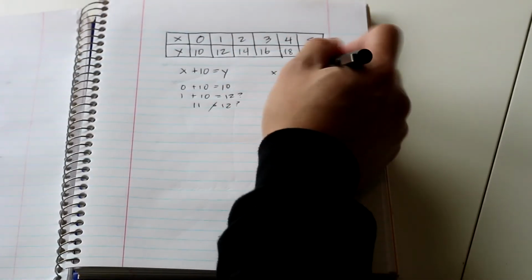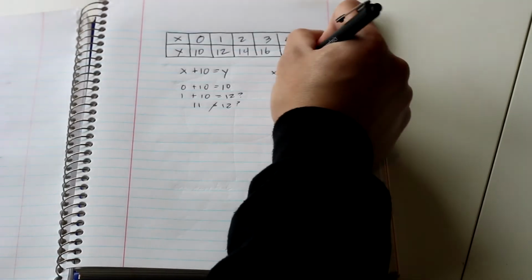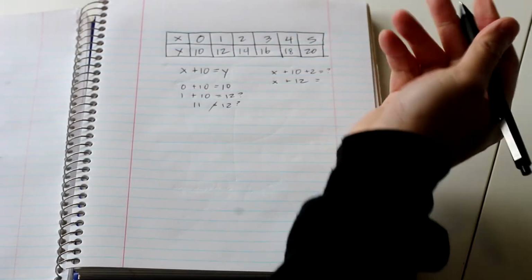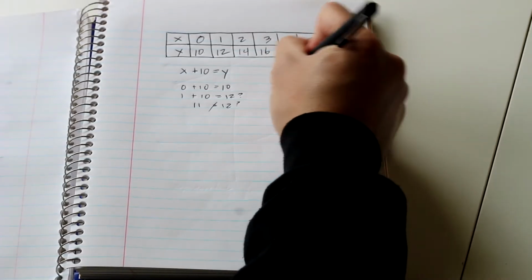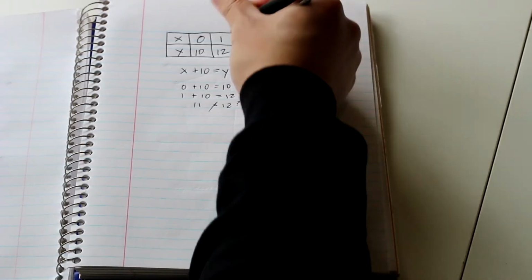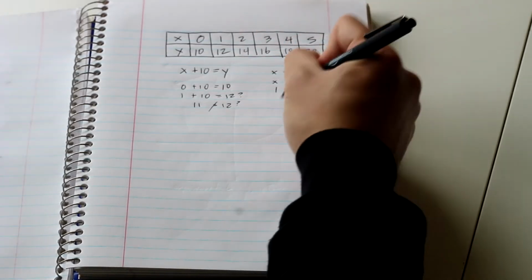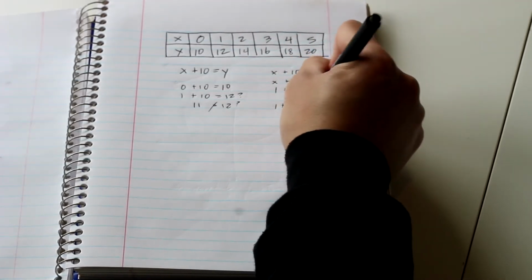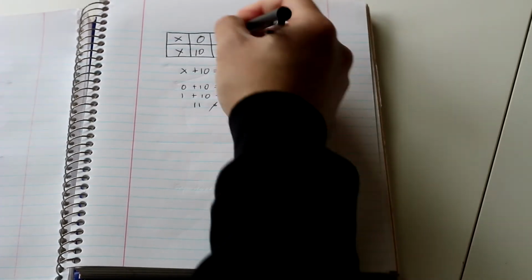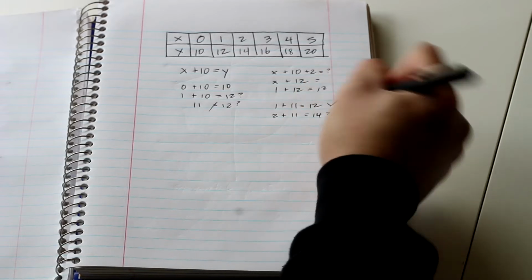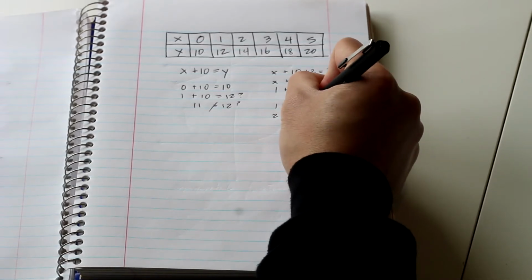So let's say we had this. Would that work? Well, x plus 10 plus 2, that's just 12, right? So does that give us our answer? Well, 1 plus 12 equals 13, so that doesn't work either. Is it 11? Maybe we can try that. Does 1 plus 11 equal 12? It does, right? But what about 2? Does 2 plus 11 equal 14? No, it does not. That equals 13.